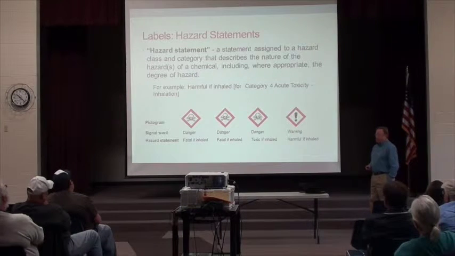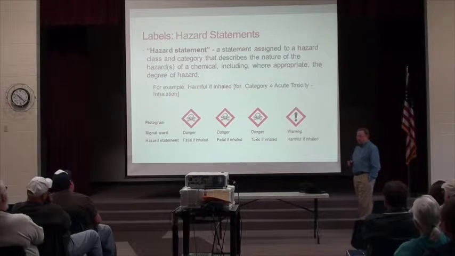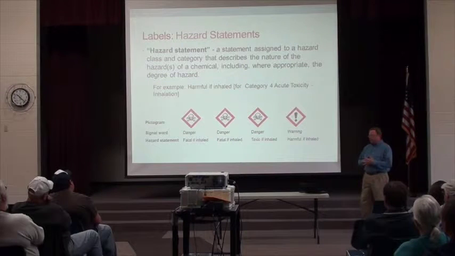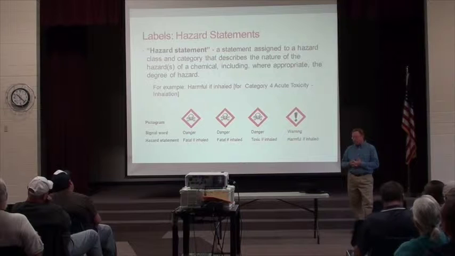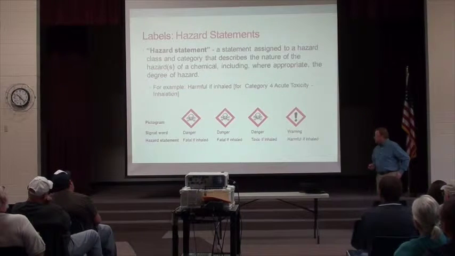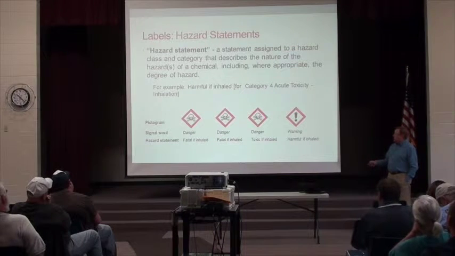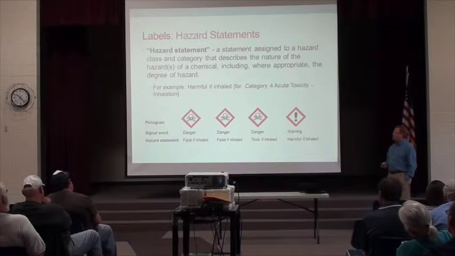The label, the hazard statement, is another important piece of it. This statement is assigned to a hazard. It tells you the nature of the hazard, including the appropriate degree of hazard. These are some examples of what you might see in these pictograms across here. Underneath here is going to be your signal word and hazard statement, and that's going to be on that label. It's going to be in your SDS book.